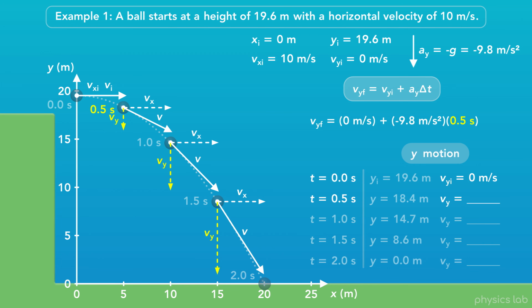When t equals 0.5 seconds, we can plug in 0 meters per second for the initial y velocity, negative 9.8 meters per second squared for the y acceleration, and 0.5 seconds for time. That gives us negative 4.9 meters per second for the y velocity at that time. At 1 second, the y velocity is negative 9.8 meters per second. At 1.5 seconds, it's negative 14.7, and at 2 seconds, it's negative 19.6.